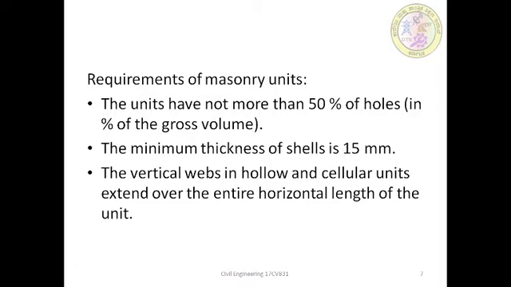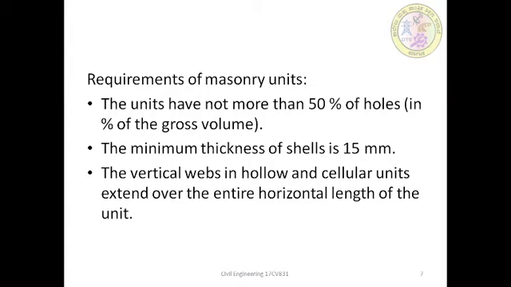The first one is that the units should have not more than 50% holes, in general the percentage as compared to the gross volume. Then the minimum thickness of the shells is to be 15 mm. Then vertical webs in the hollow and cellular units extend over the entire horizontal length of the unit.